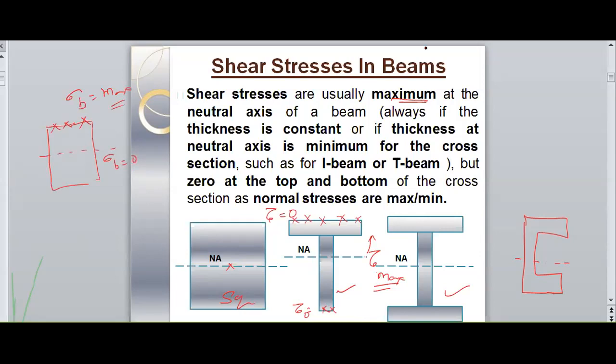The shear stress is maximum at the neutral layer, and it reduces while I am moving away. It reduces its shear stress value, and at the maximum y, it will be 0.